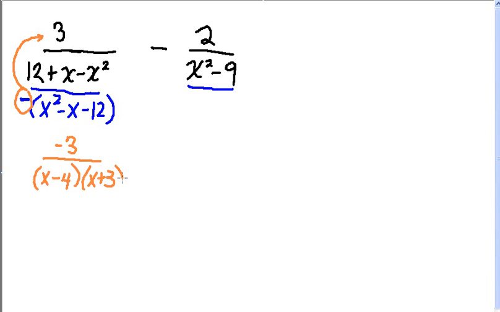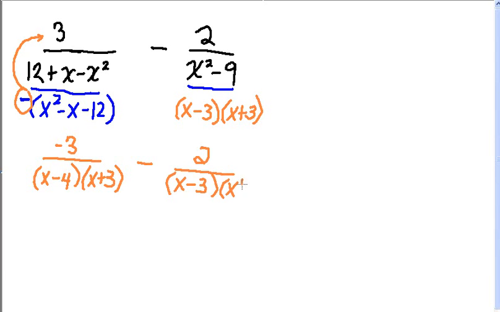All right. For my second term, I have x squared minus 9. This looks a lot like the difference of squares formula. Notice I have a perfect square of x squared is x squared, and a perfect square of 3, 3 squared is 9. And I'm subtracting them. So the formula does hold, and this will factor into x minus 3, x plus 3. So that is going to be my second term: minus 2 over x minus 3, x plus 3.